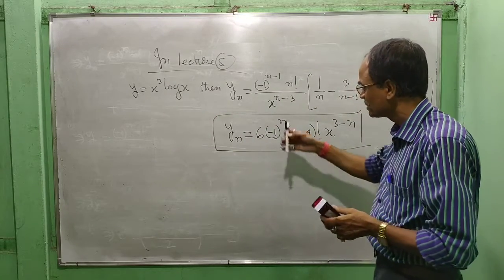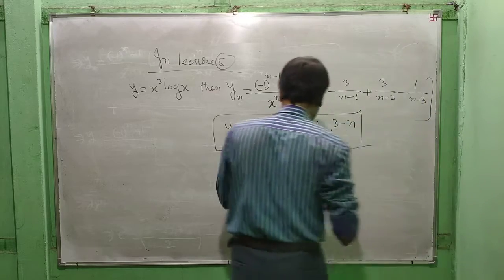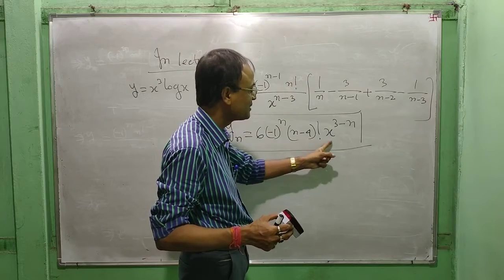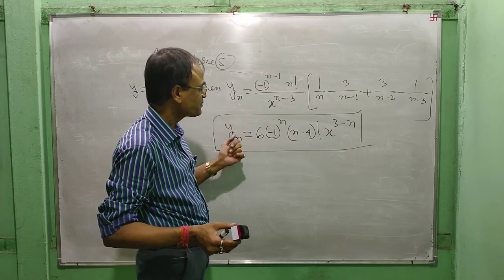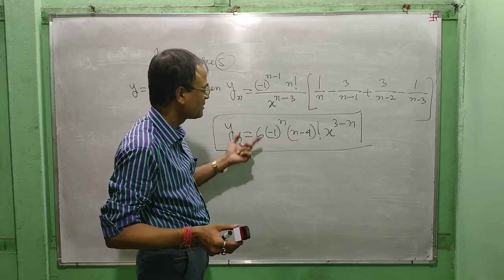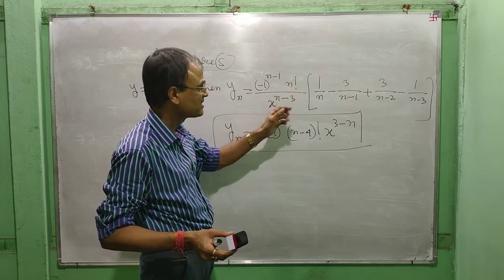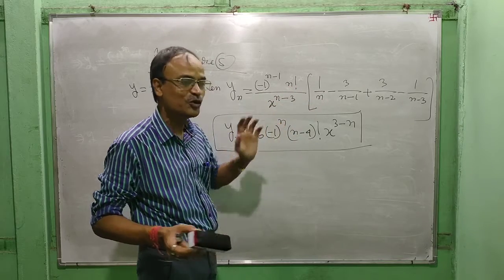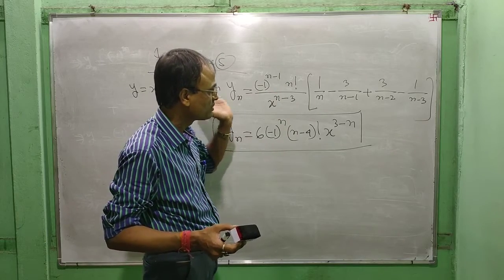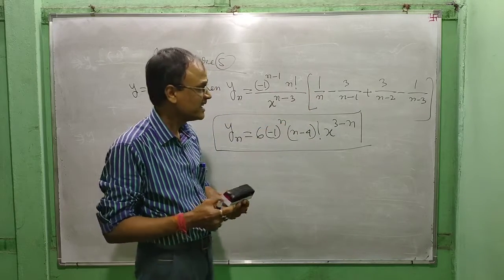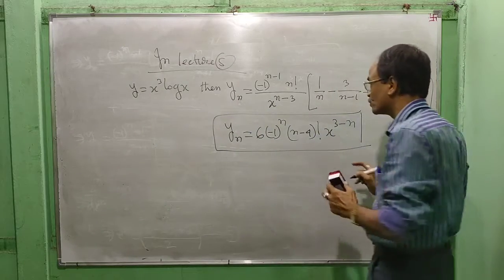They are saying that the answer should have been yn equal to (-1)^(n-4) factorial x^(3-n). They are saying that something must be wrong in this question. No, we were going on the right path, and we told you that this can be simplified also.